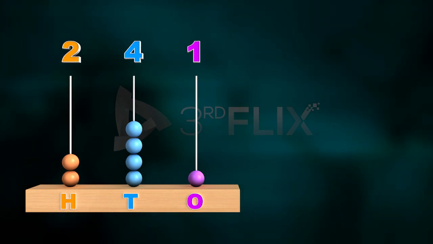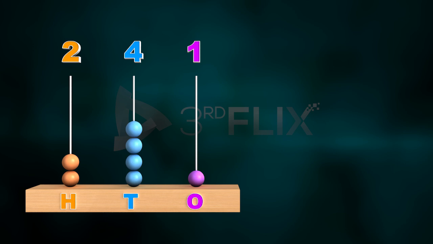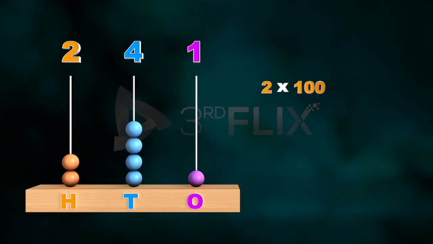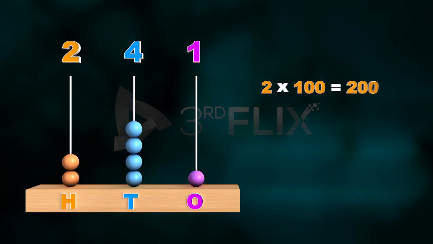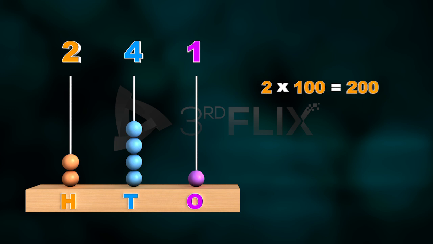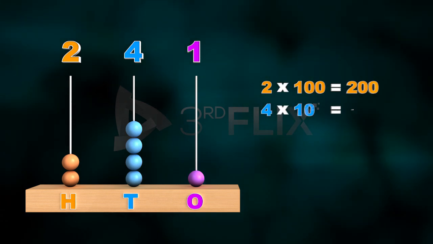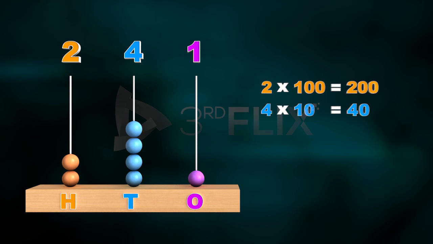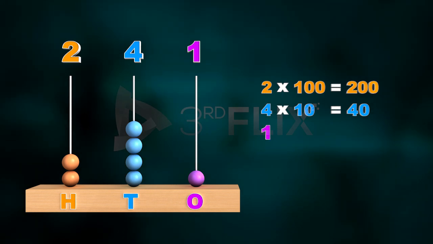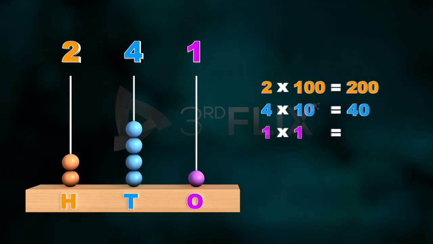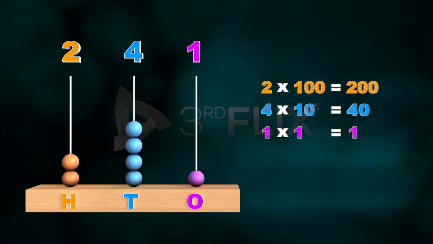In 241, the place value of 2 is 2 into 100 is equal to 200. The place value of 4 is 4 into 10 is equal to 40. And the place value of 1 is 1 into 1 is equal to 1.